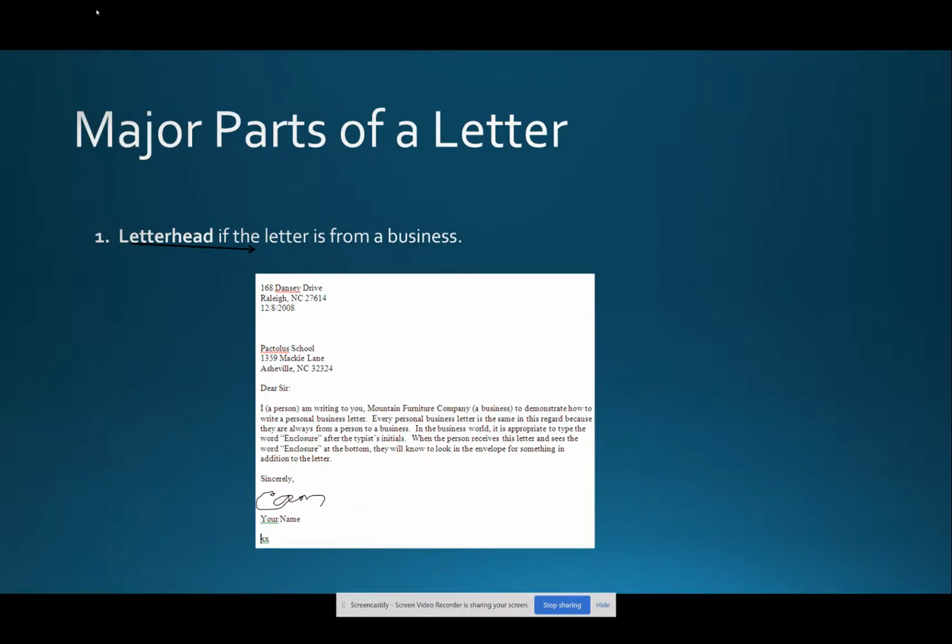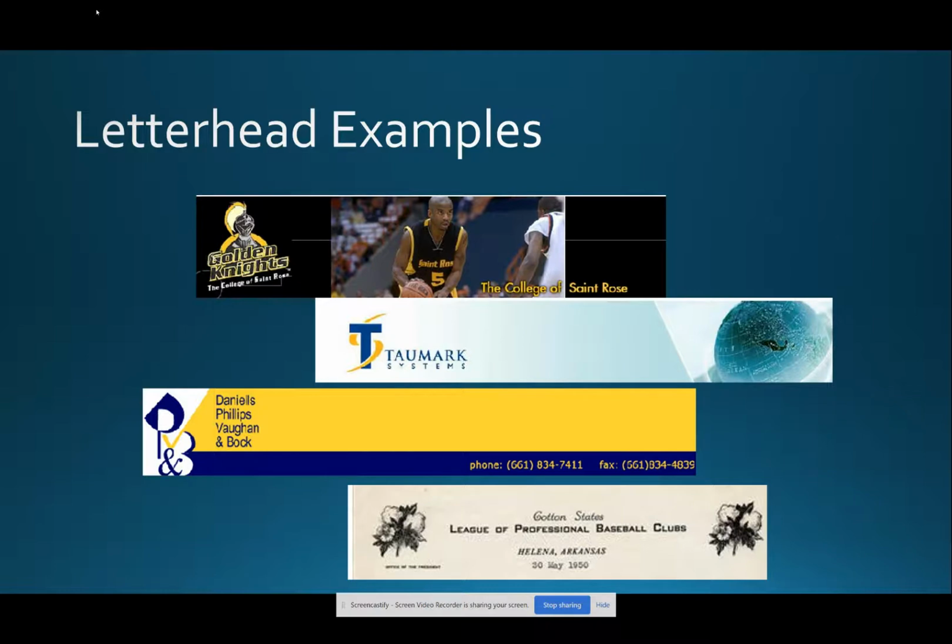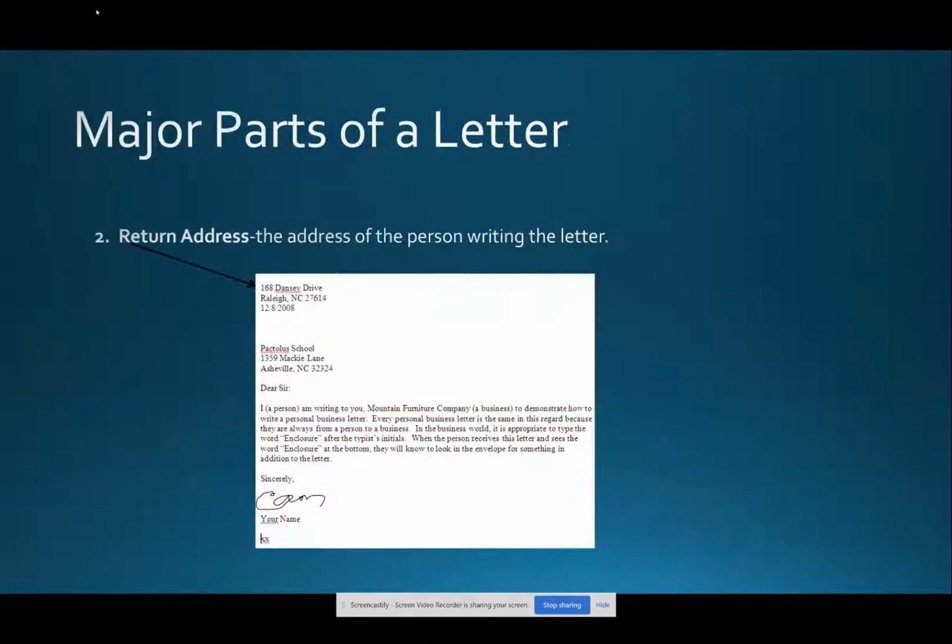So the major parts of the letter, at the top, is usually the letterhead. These are examples of different types of letterheads and what they look like. You have the return address, which is the address of the person writing the letter. You have the date, which is the complete date. Normally you spell it out. Here they have 12/8/2008, so you would spell out December 8, 2008.